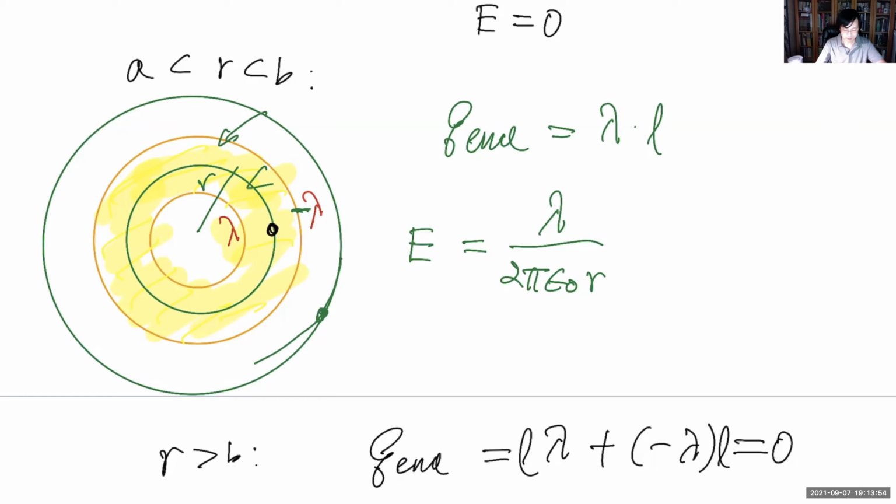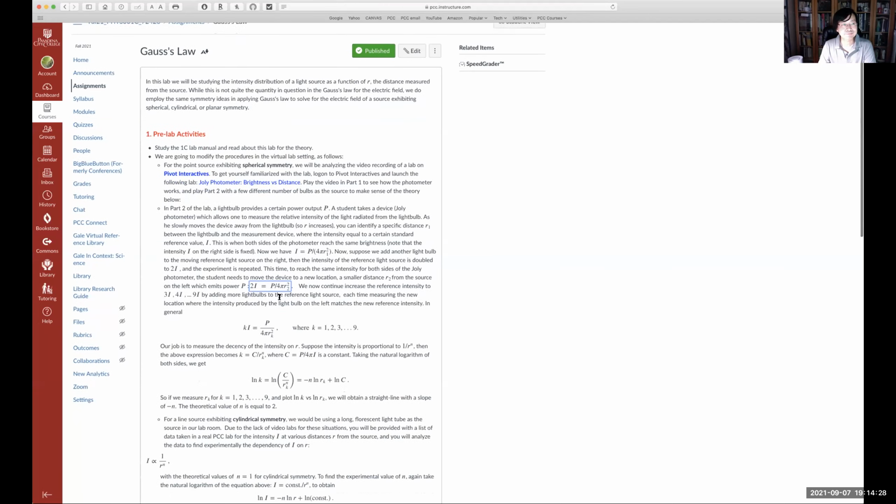This lab is called Gauss's law, and let me share a new screen with you. New share, hold on. So we're going to stop this share. I'm going to share a new screen. Gauss's law. Okay, so this is the lab.